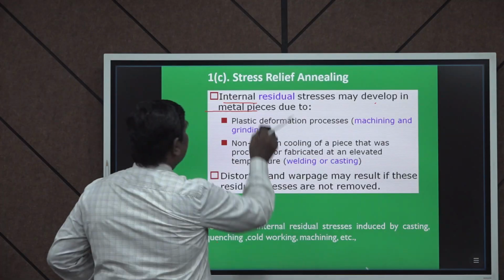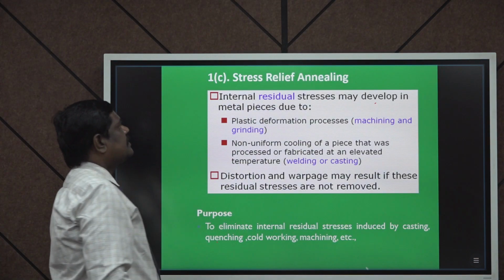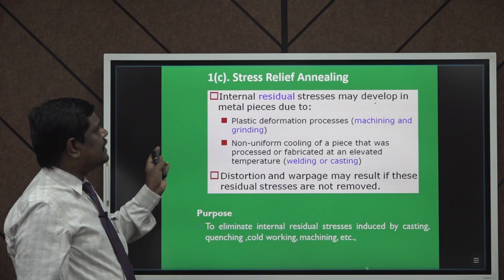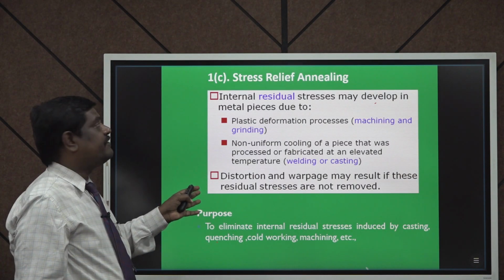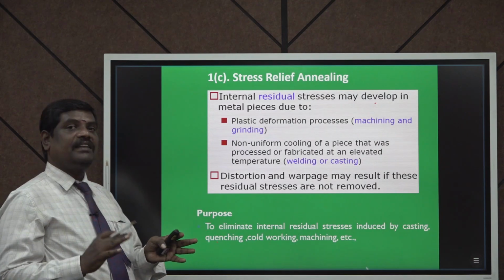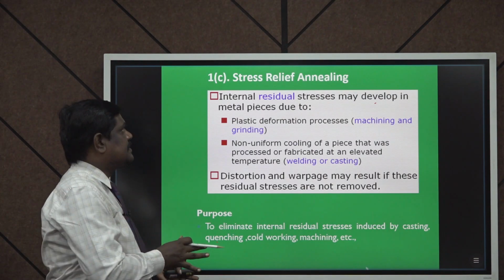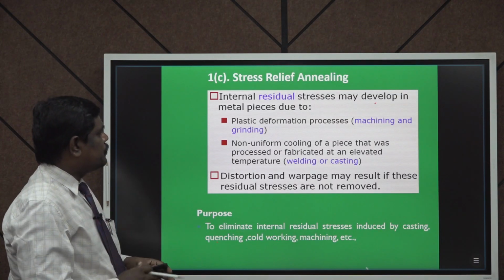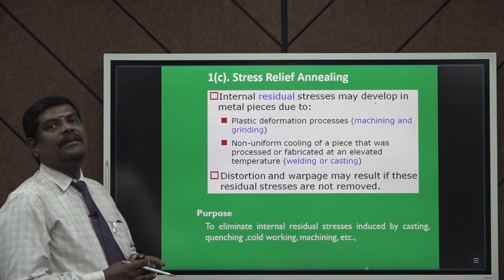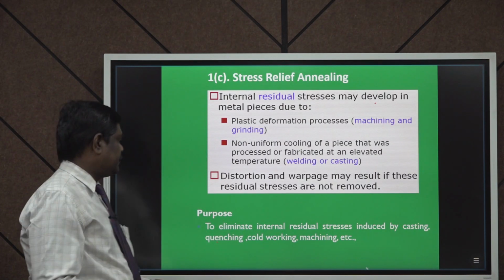And the third one, we call it stress relief annealing. Stress relief annealing means removing the internal residual stress that is stored during the plastic deformation. Generally during the plastic deformation or metal forming process, some amount of internal stress is stored in residual form. So, that has to be eliminated from the material, otherwise it will cause distortion or warpage.